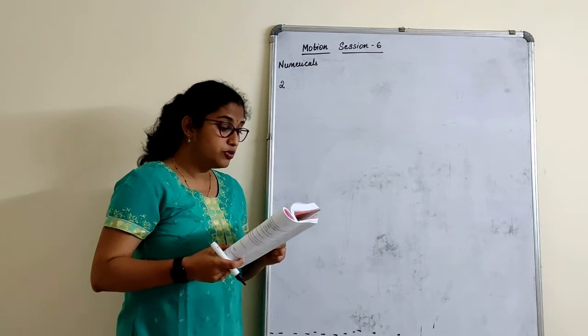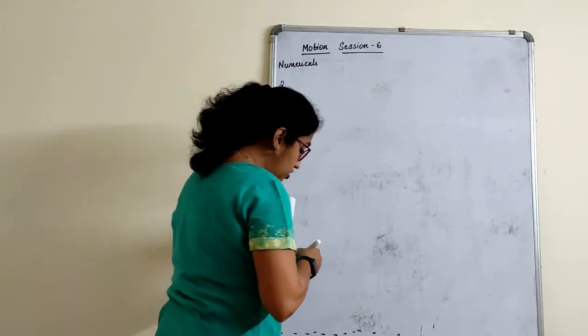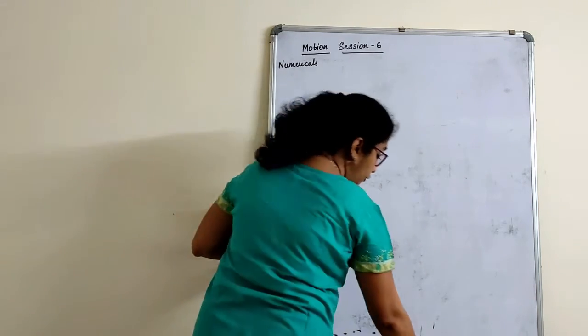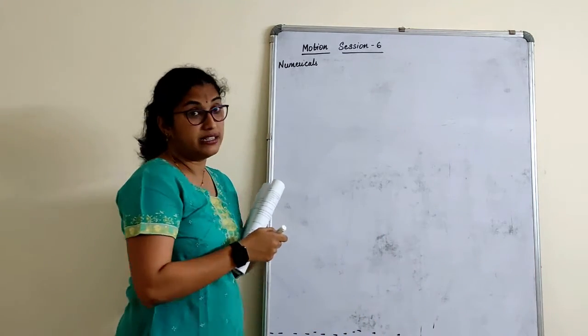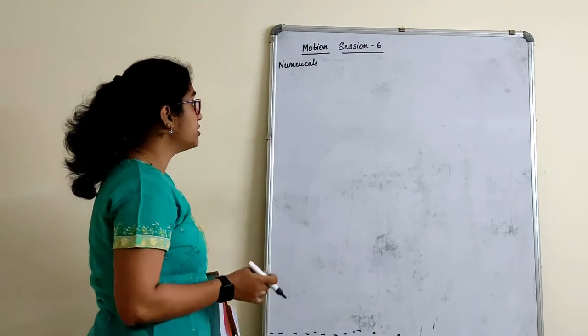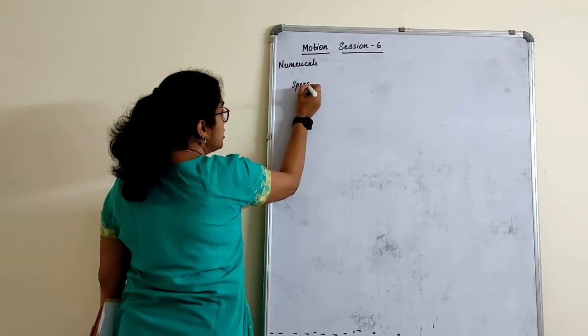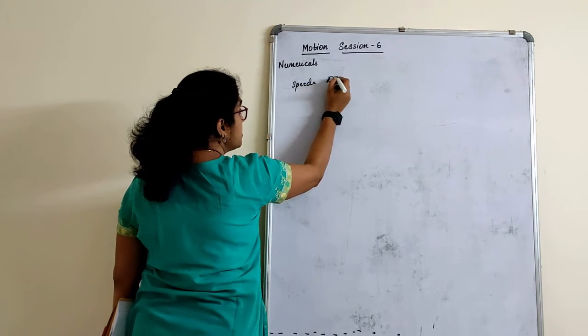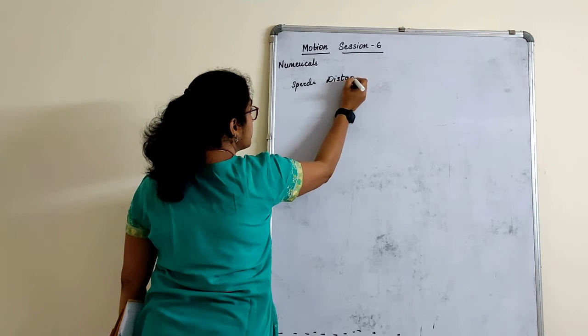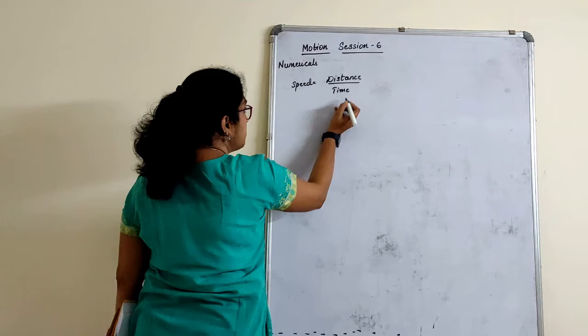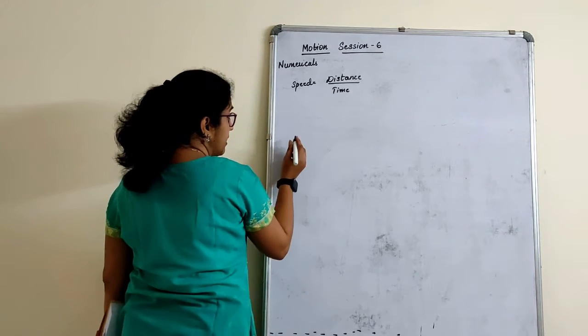A farmer moves along. Before we write this, children, I think I need to recapitulate the formulas we had done in this chapter. I think that is a must. So the basic one, speed is equal to distance by time. Speed is given by distance travelled by time taken.